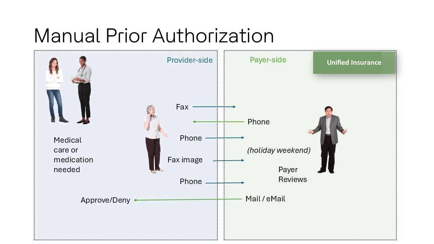2 full weeks later, Jackie finally receives a letter in the mail saying her treatment was approved. For 2 weeks, she waited in pain. For 2 weeks, Dr. Ross's staff burned valuable administrative time chasing paperwork, and Unified Insurance spent unnecessary operational dollars manually processing data that already existed in an electronic health record. It was a massive headache, like a migraine, for absolutely everyone involved.